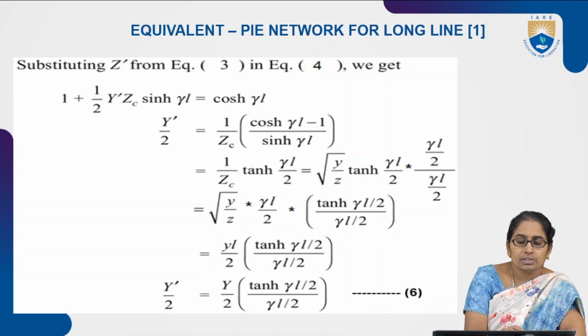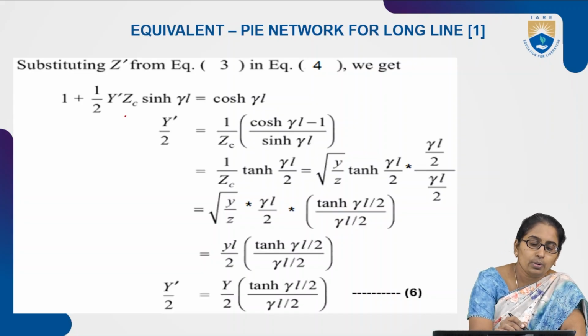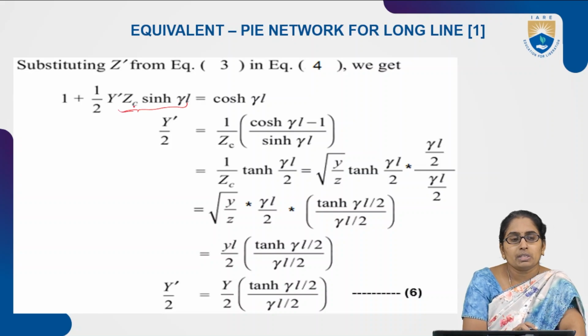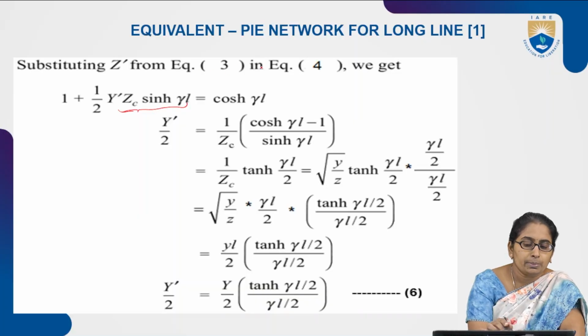What is equation 4? 1 plus half into z dash y dash into z dash y dash is equal to cosh gamma L. Now, in place of z dash, substitute. We know from equation 3, substituting z dash from equation 3, so Zc sinh gamma L.